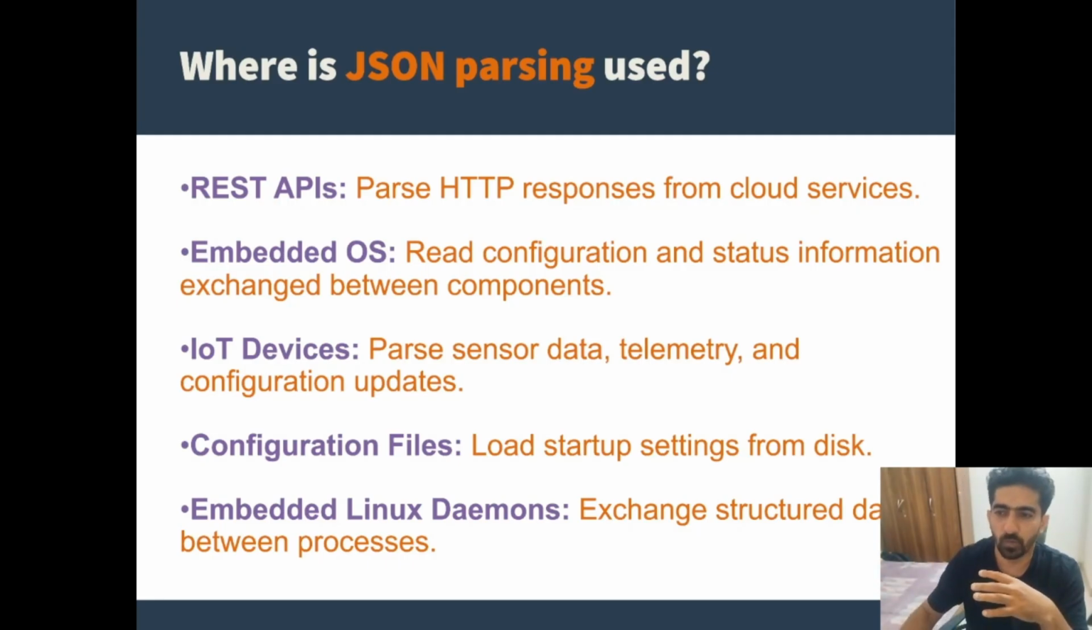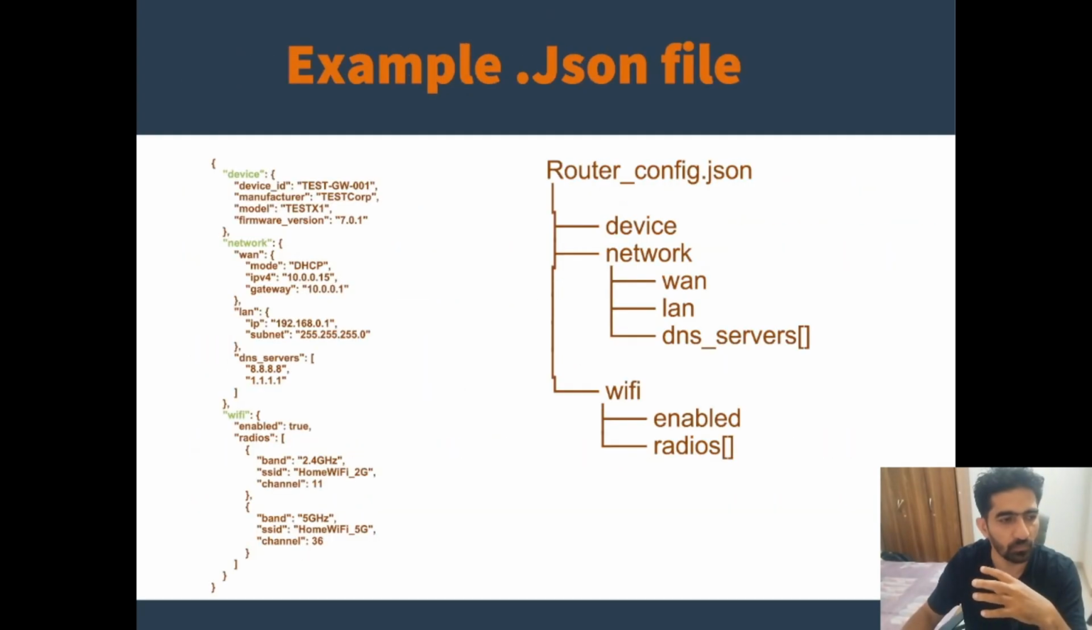Okay, so let's go next. In the last video, we created these structures, and this JSON file contains three objects: device, network, and Wi-Fi. Under network, we have WAN, LAN, and DNS servers, as mentioned here, if you see. Also, we have some radios, 2.4 and 5 gigahertz, in the form of an array. Here you'll see a tree for this JSON file.